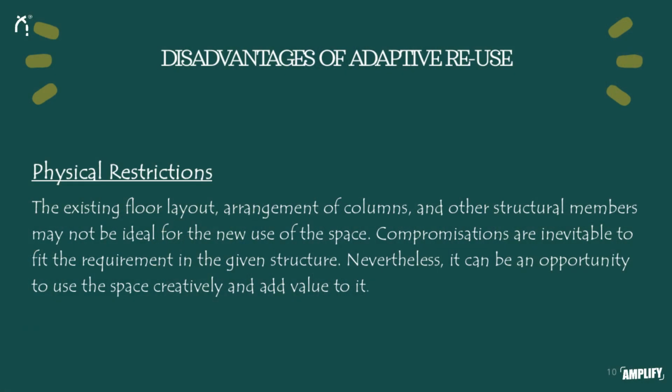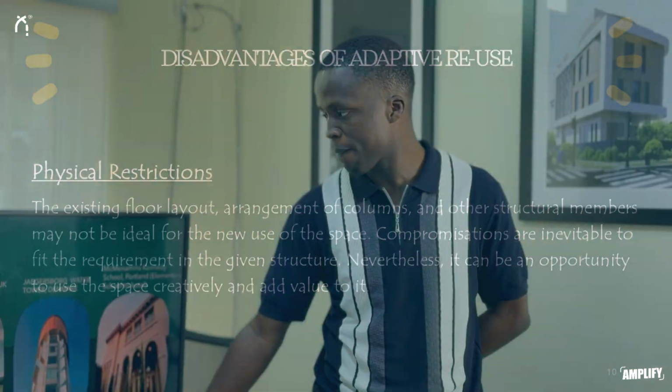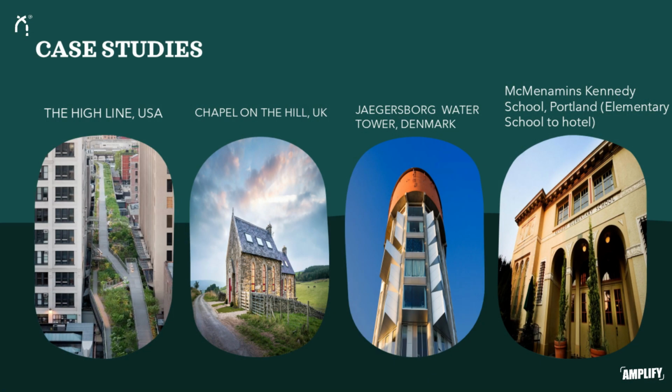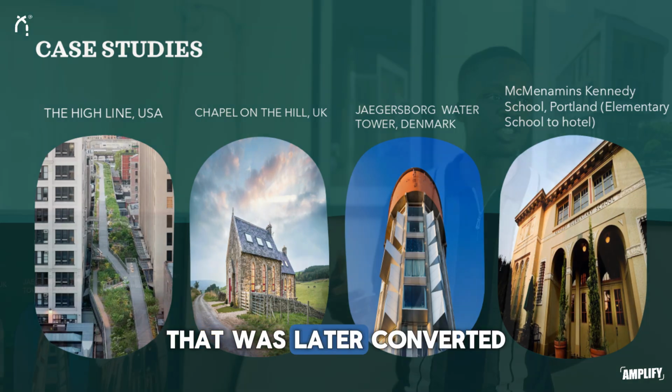Physical restrictions. The existing floor layout, arrangement of columns, and other structural members may not be ideal for the new use of space. Compromises are inevitable to fit the requirement in a given structure. Nevertheless, it can be an opportunity to use the space creatively and add value to it. And these are our case studies. The High Line is in USA, Chapel on the Hill in UK, Jegelsborg Water Tower in Denmark, and Kennedy School, Portland. It's an elementary school that was later converted to a hotel.